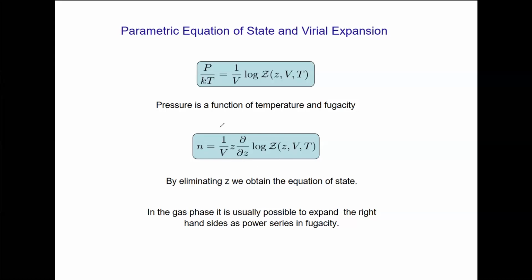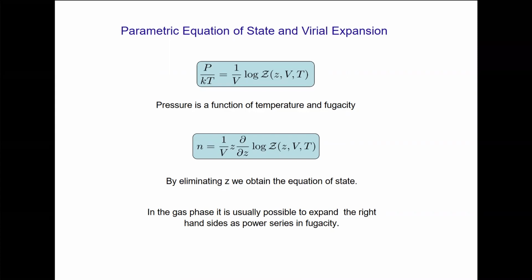Of course, this is hard to solve, but once n is given, this becomes the equation for the fugacity z. And if we can find for a given n the fugacity, then we can substitute it in the first equation and get the pressure. And this will give us the equation of state in the system.